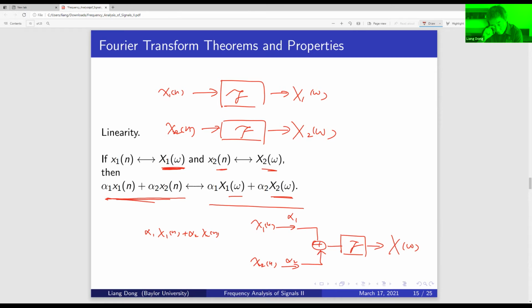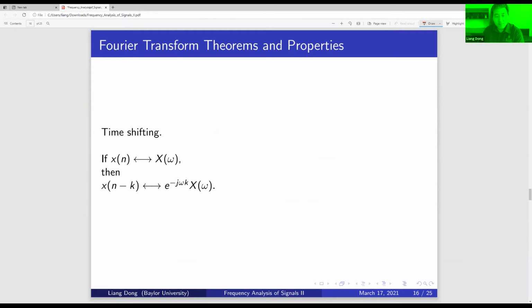If I want to do a Fourier transform, this is the same as if I'm going through the Fourier transform first on each signal, x1 and x2, go through this Fourier transform, and then weight it with alpha 1, alpha 2, and add them together. Okay, that will give me the same answer of X(omega). So it's linearity. I can break that Fourier transform onto each element of my original combined signal. Okay. Second property is time shifting.